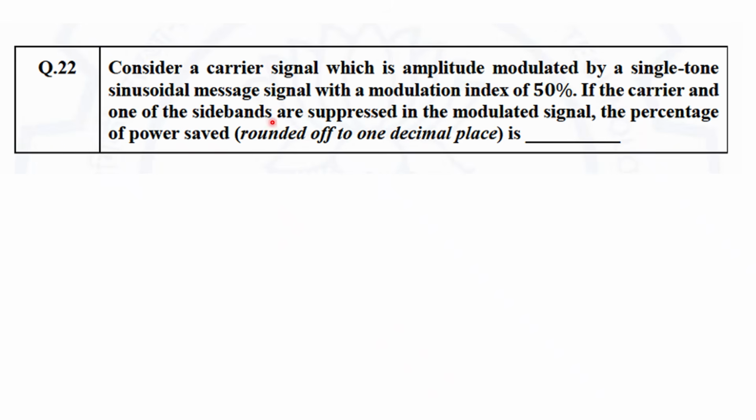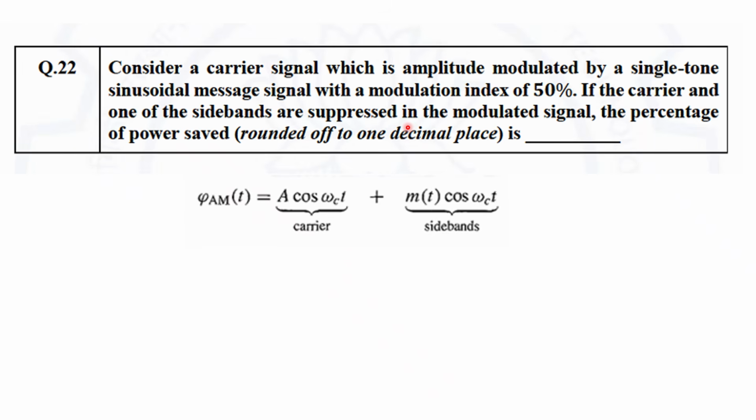So power saved means, normally in amplitude modulation, what is there? Both double bands are there, including the carrier. So now we are not only suppressing the carrier, but also we are going to suppress one band. Finally, we are talking about the single sideband. So how much power can we save if the modulation index is 50%, right? So this is the question.